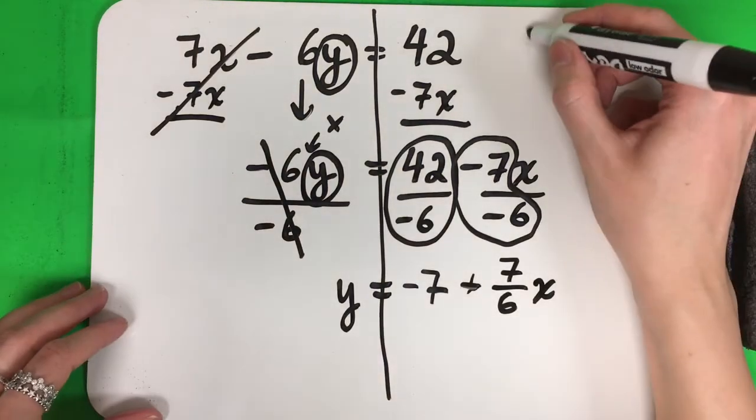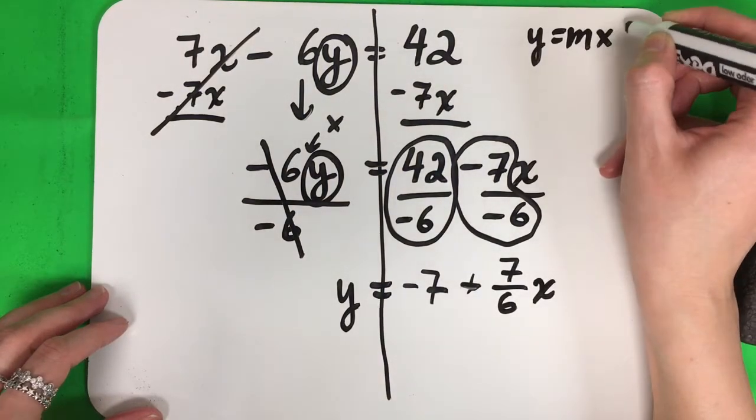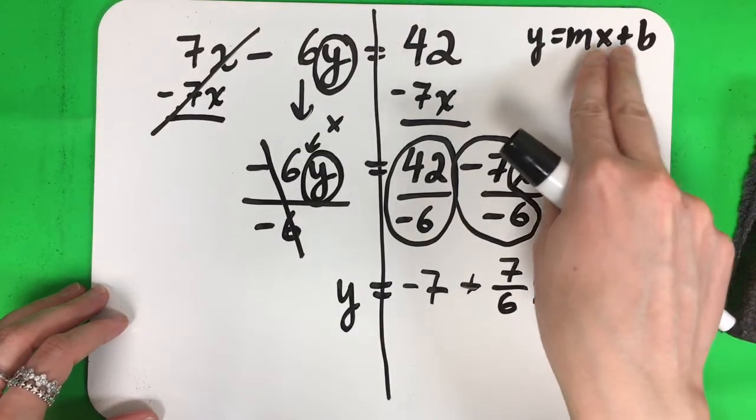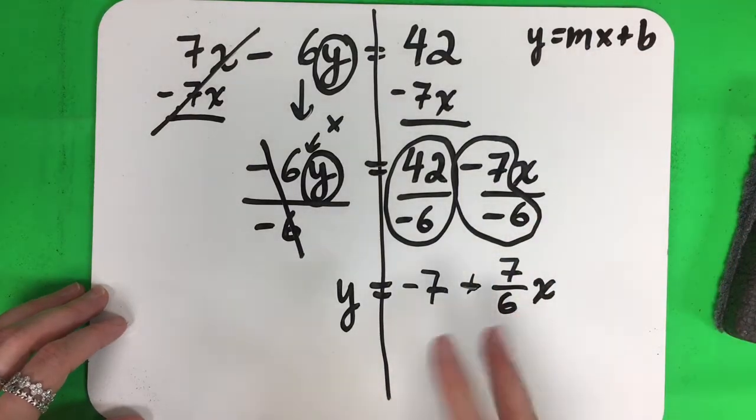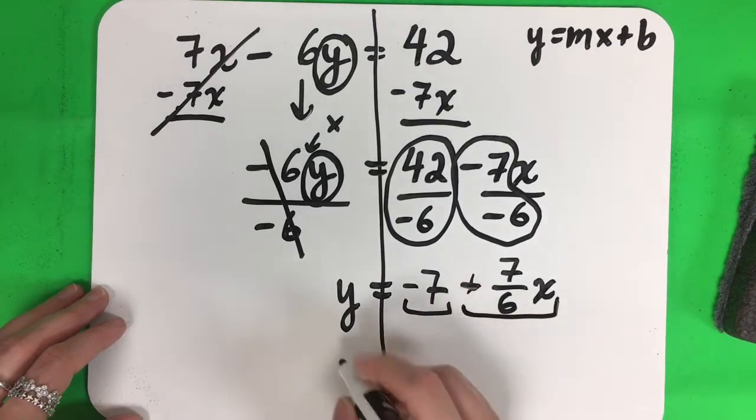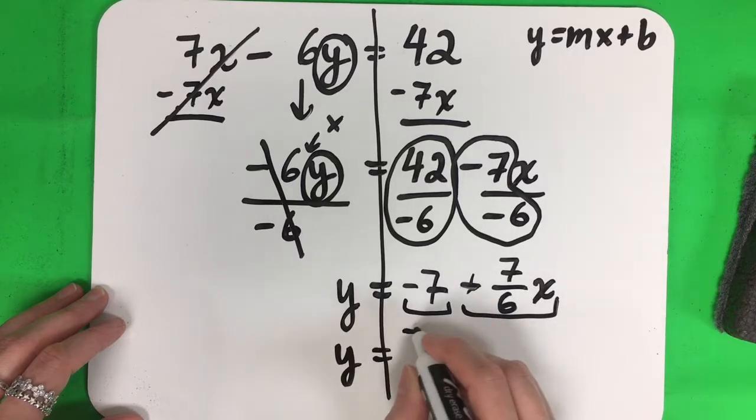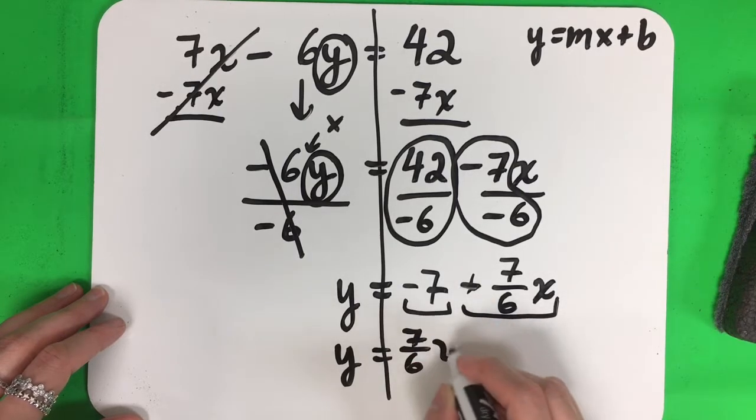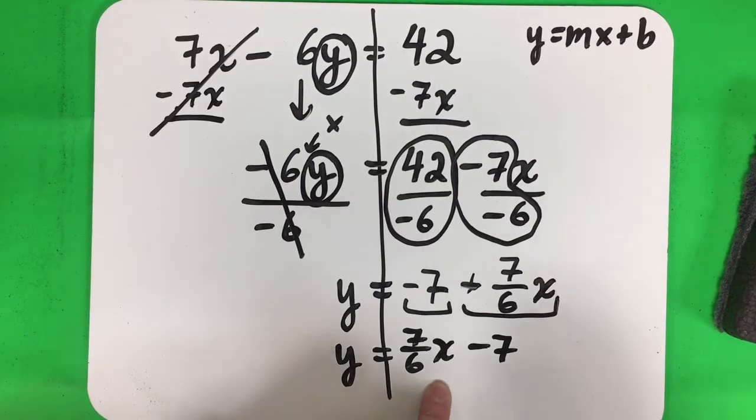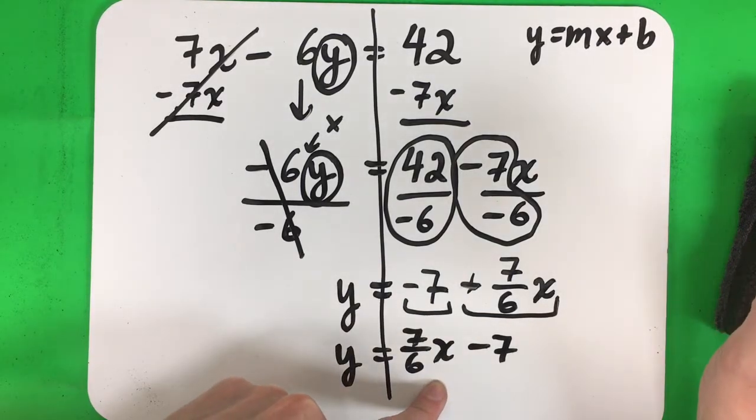Now remember, our slope-intercept form was y equals mx plus b. So I need that x in the front. So I'm going to need to go ahead and switch these. So this is a negative 7 and this is a positive 7/6. So y equals, put positive 7/6 x minus 7. There it is. Now we need to find the slope.